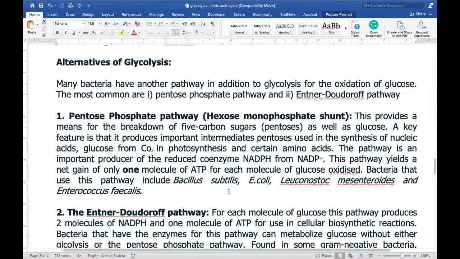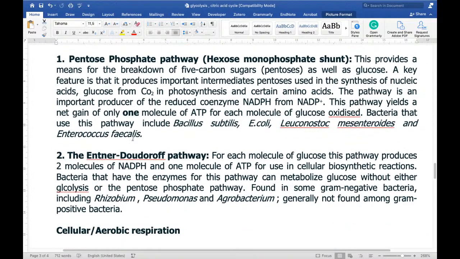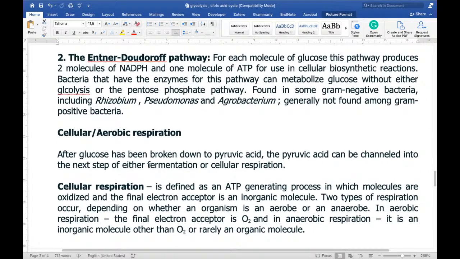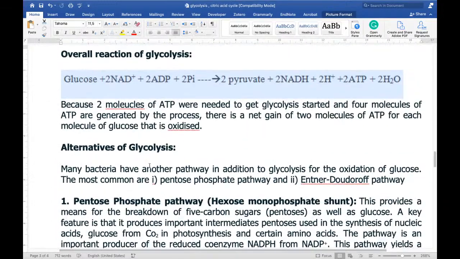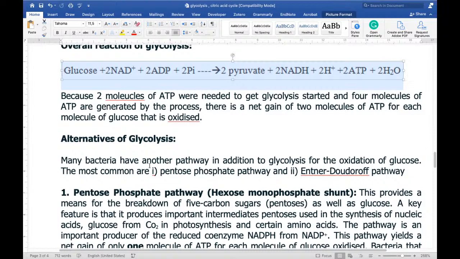So there are some alternatives to glycolysis, that is the pentose phosphate pathway and the Entner-Doudoroff pathway. In bacteria, in addition to glycolysis for the oxidation of glucose, the most common pathways that bacteria use are the pentose phosphate pathway and the Entner-Doudoroff pathway.